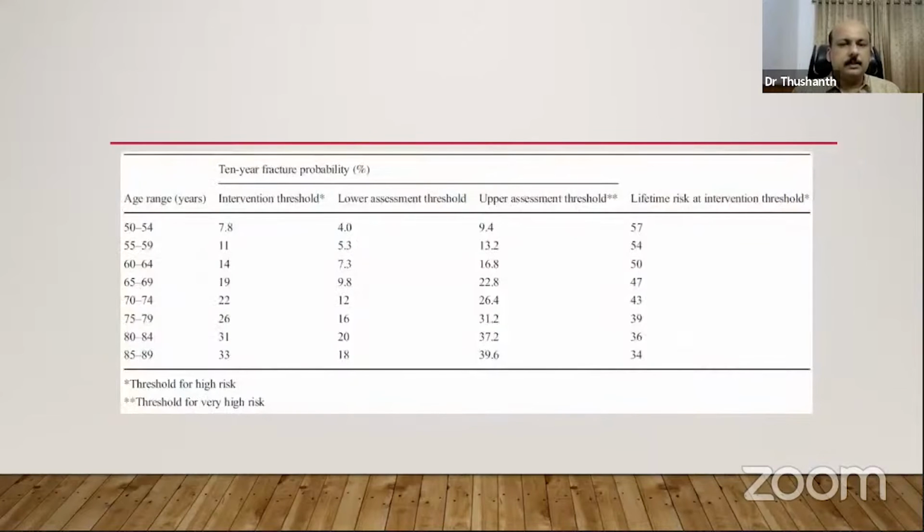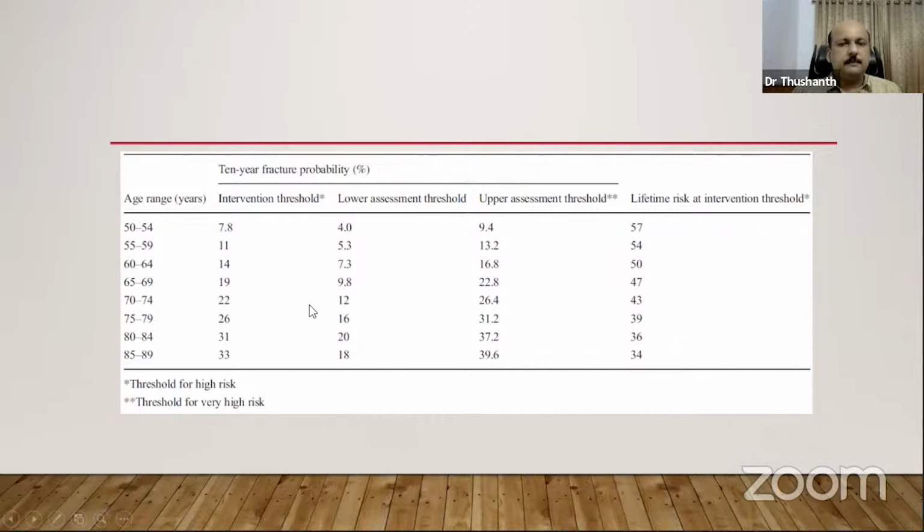And the intervention thresholds are given like this. For various ages, they are given the risk, and that is taken as the upper assessment threshold, lower assessment threshold, and the intervention threshold. For example, if a 70-year-old female comes and we do the FRAX assessment, and the patient's score comes as a 33, it is above the upper assessment threshold. So they can be straight away started on treatment. We need not go for the DEXA scanning.